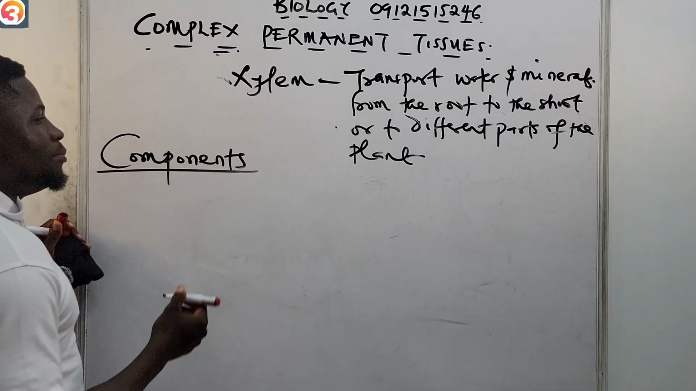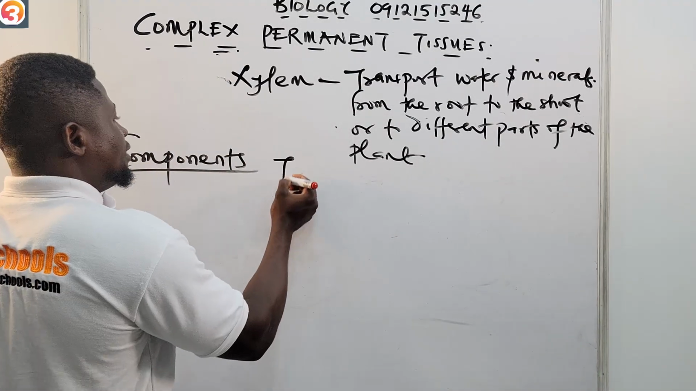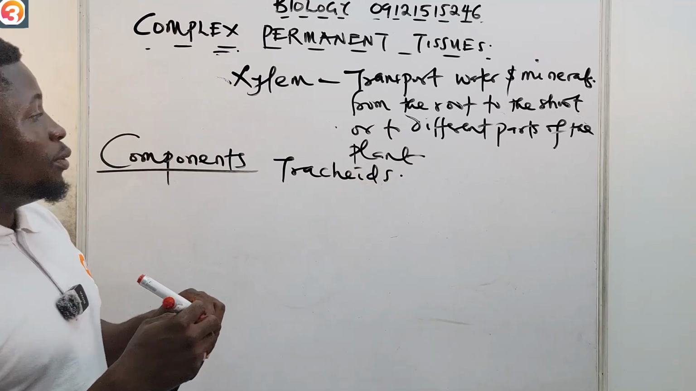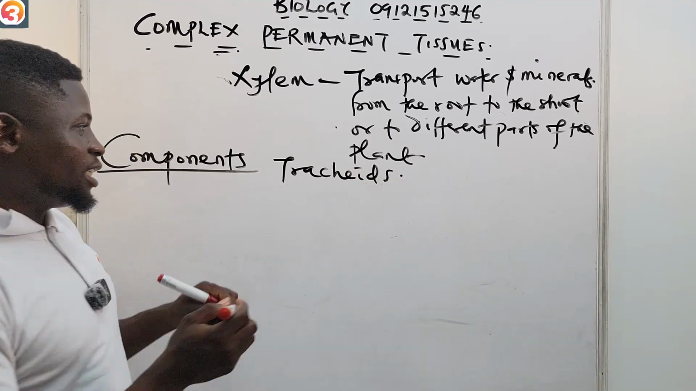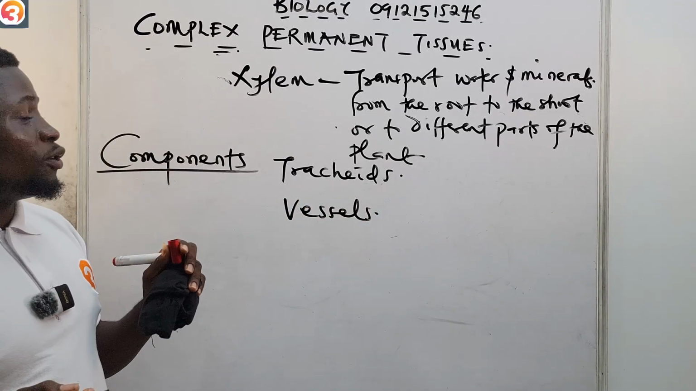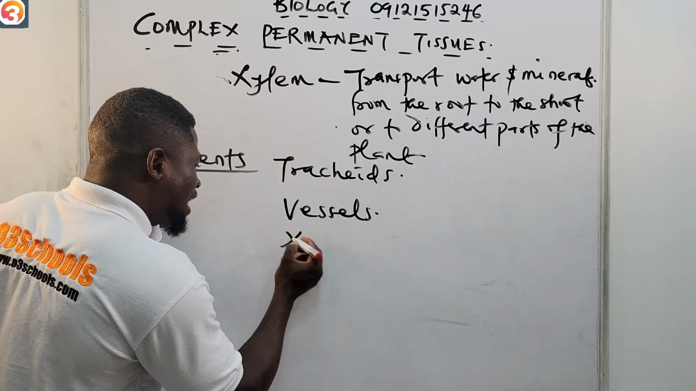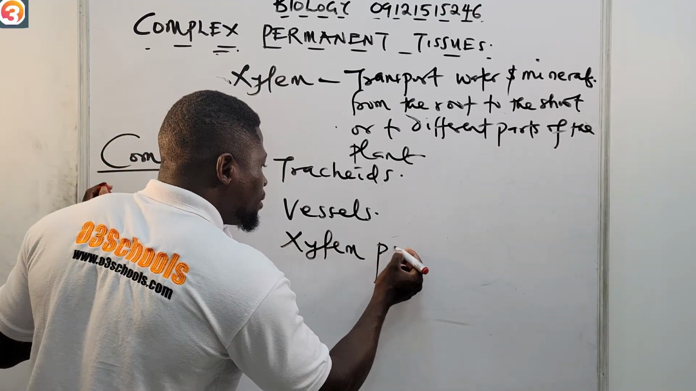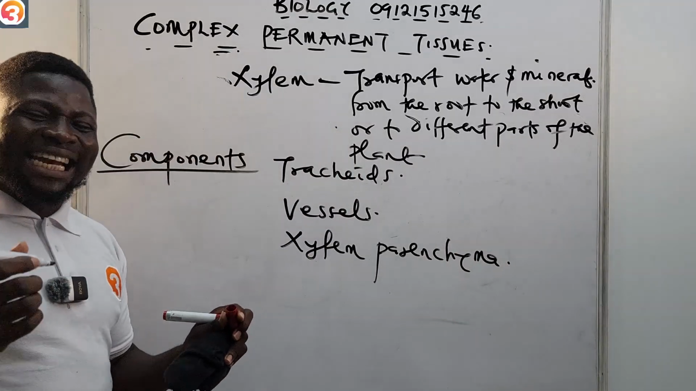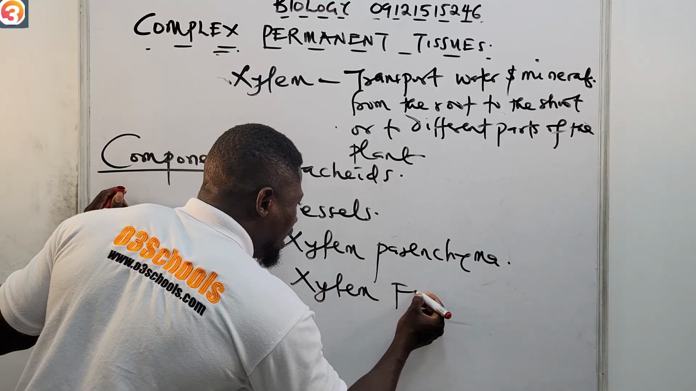What is this xylem made of? Okay, the xylem is made up of 4 components basically. Number 1, we have the tracheids. Then we have the vessels. This is another component of the xylem. Then we have the xylem parenchyma. Please take note of this. We have the xylem parenchyma, then we now have the xylem fiber.